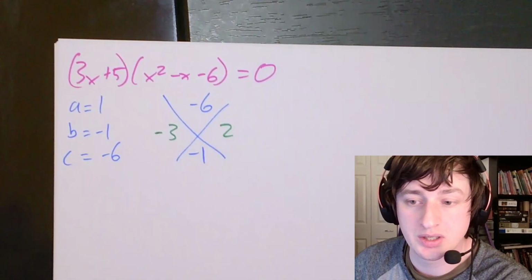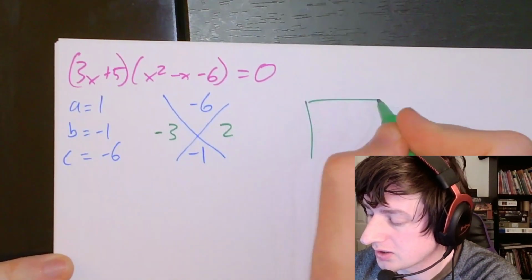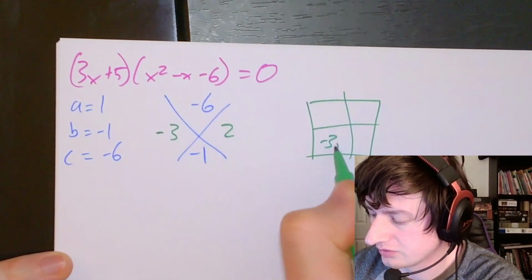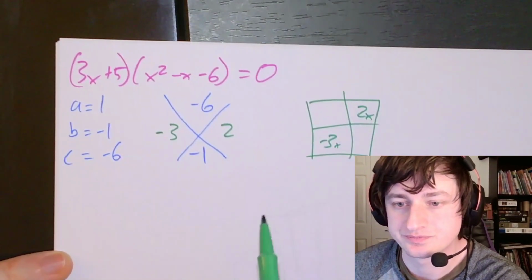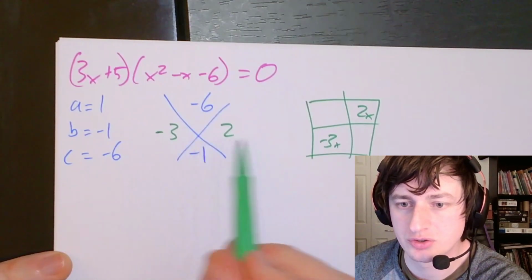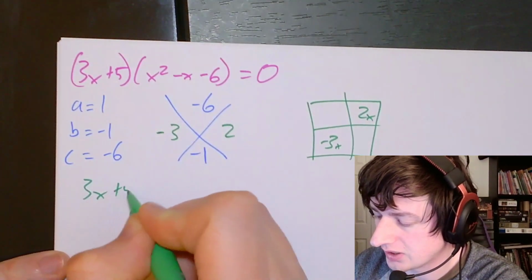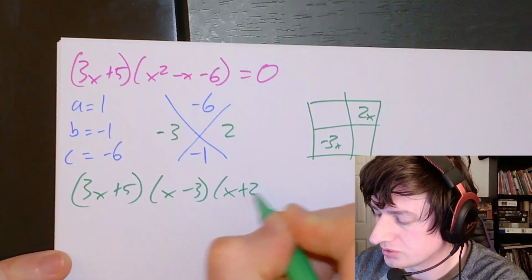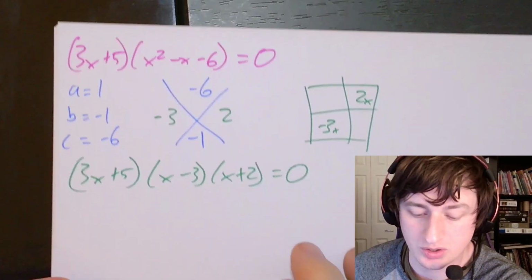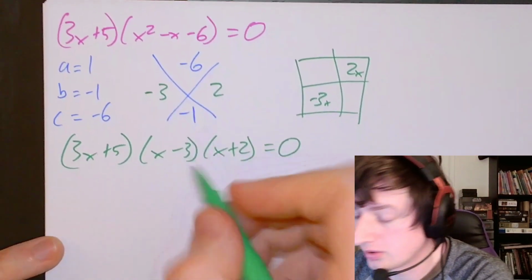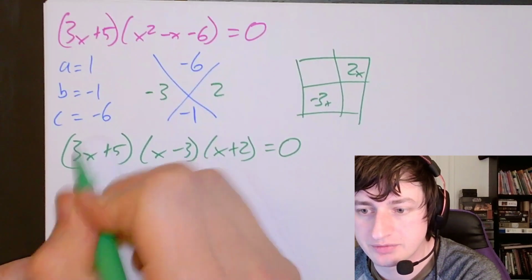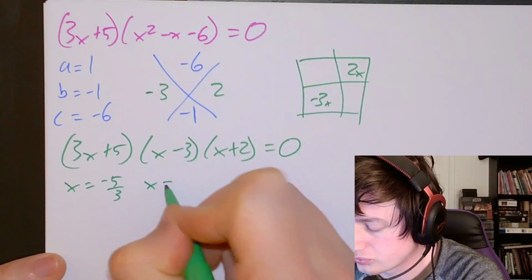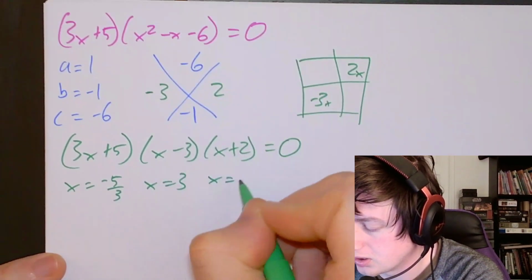Since A is 1 here for our Xbox method, we don't need the box. You could fill this out and do it with the -3x and the 2x, and it will work. Or you just use the -3 and the 2. So we get 3x plus 5 times x minus 3 times x plus 2 equals 0. And so our solutions are the negative 5/3 that we found at the beginning, 3, and -2.